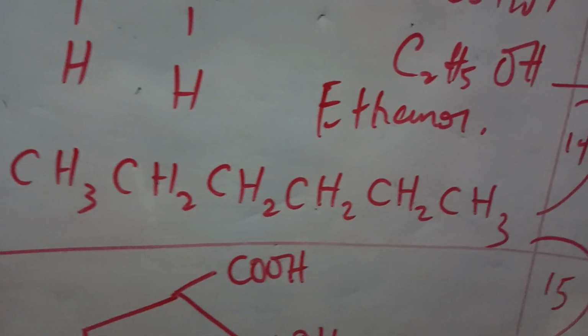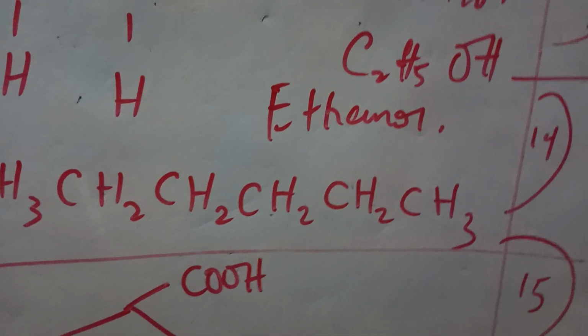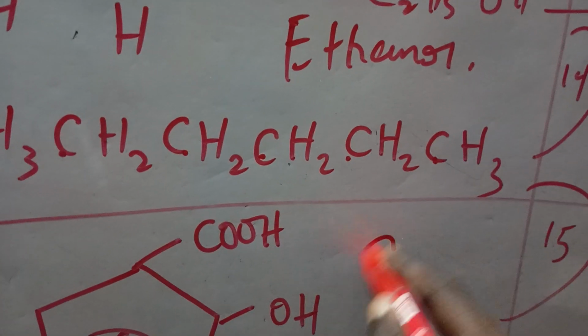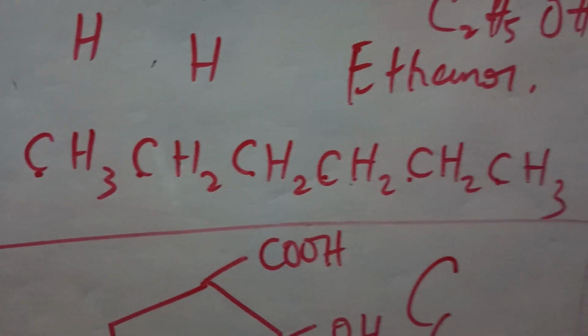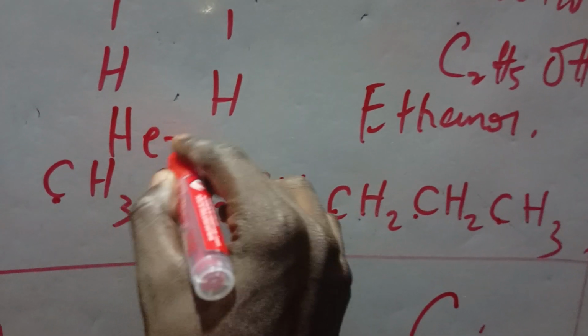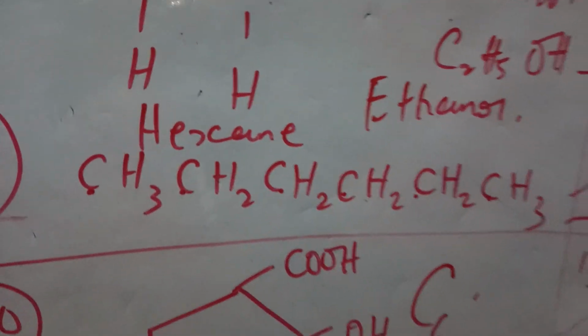I posted something like that on my TikTok page recently about some functional groups. This is, count it, 1, 2, 3, 4, 5, 6. This is 6. I know this is actually hexane. This is actually what? Hexane. The condensed form for hexane.